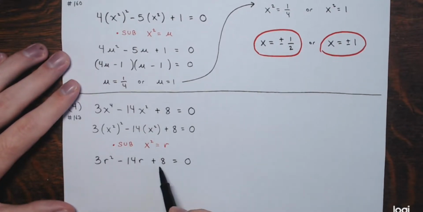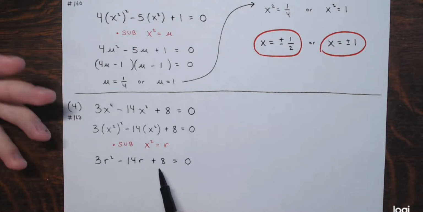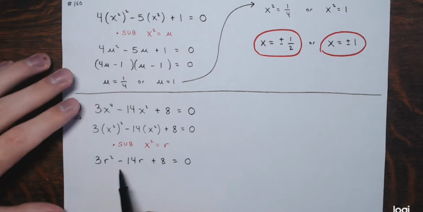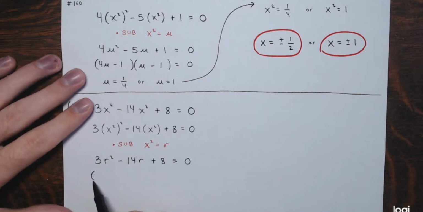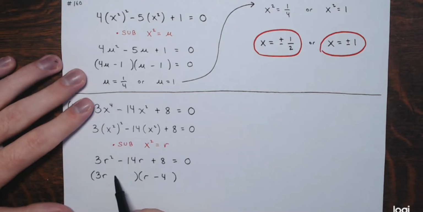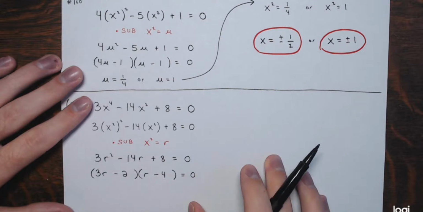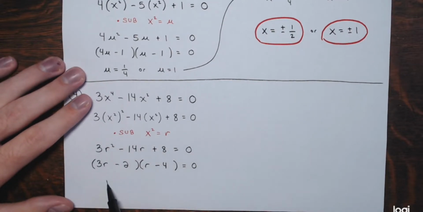And then I solve this for r. Well, again, you can use the quadratic formula or complete the square. But once again, we have a nice factorable polynomial here. This would factor. You'd have 3r and r, then minus 4 over here, minus 2 here to give me minus 12r, minus 2r for minus 14r, and then you've got the positive 8. Okay, so r is either 2/3 or r is 4.